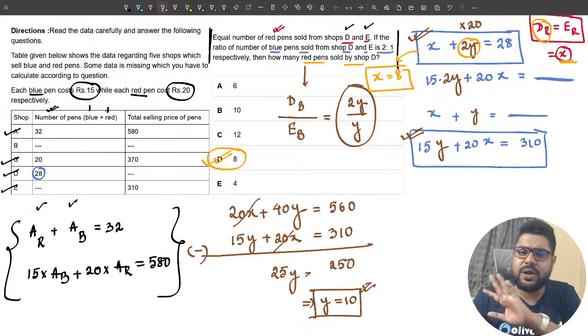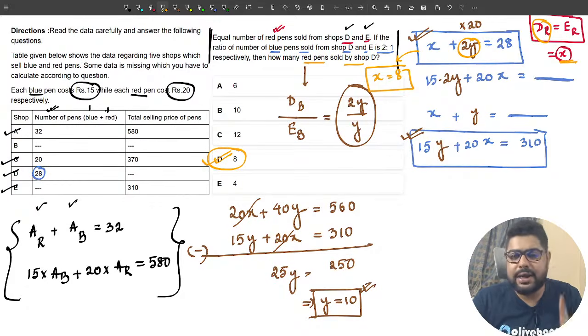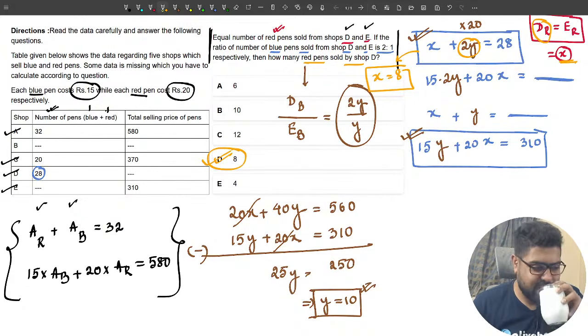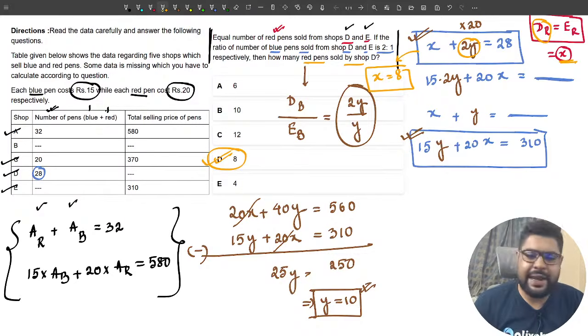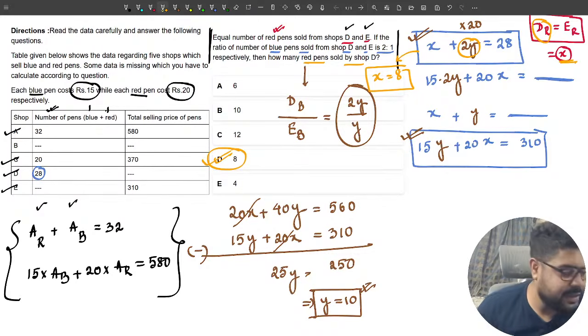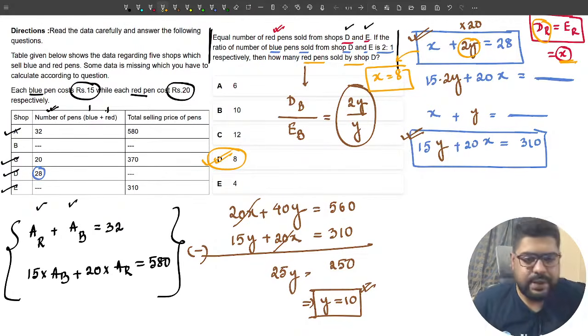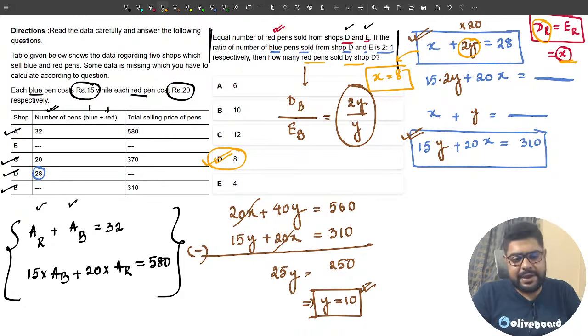You see, it's not difficult. This was not a difficult question. Very simply, you could have done it in a very simple manner. Hopefully this is clear to everyone. Correct? I hope this is absolutely clear.